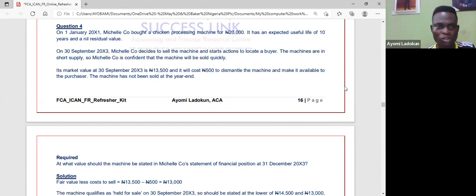On 1st January 20X1, let me see whether I have it in my own printed notes here, so that I can probably look at the question from here. Okay, so I can see. Okay, so let me read it from here.